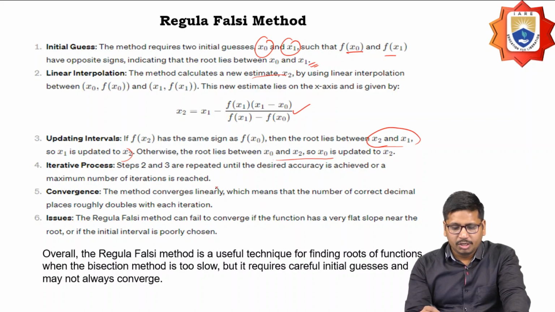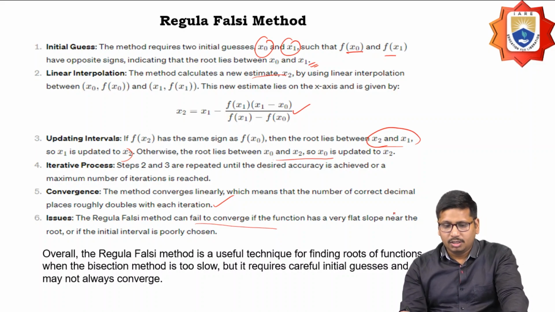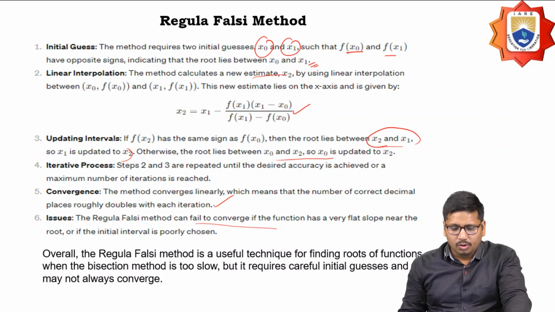And convergence means this method converges linearly, which means that the number of correct decimal places roughly doubles in each iteration. And regula falsi can also fail to converge if the function has a very flat slope near the root. So overall, regula falsi is used to find the root of equations, whenever the bisection method is too slow, but it must be used carefully, as the initial guess may not always converge.